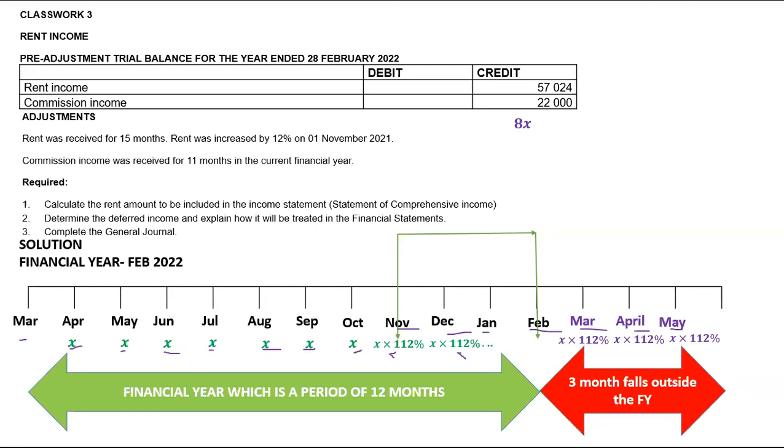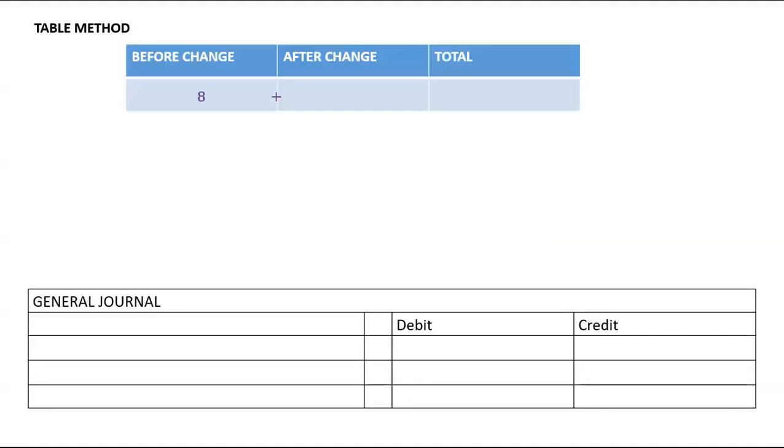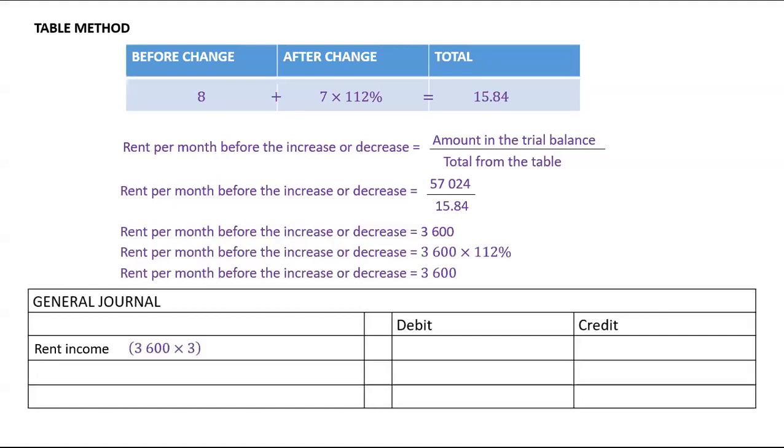So it was X times 112% for 7 months, and manipulate the formula and you will get X as 3,600. Times it by 3 to give you the extra amounts that we received in advance, and that will give you a total of 12,096 being received in advance. That 12,096, we need to get rid of it by debiting our rent by that amount and crediting our income received in advance, which is 12,096.